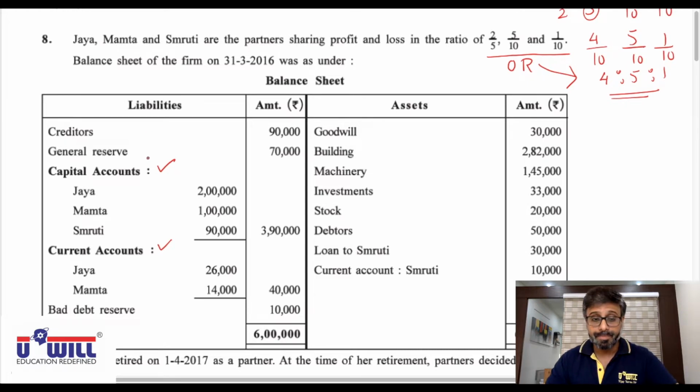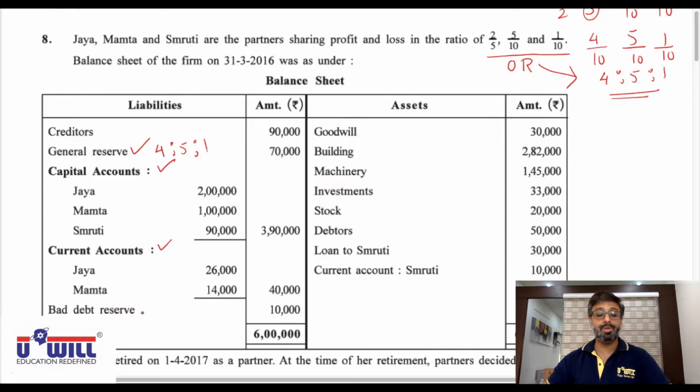So current account of retiring partner will transfer to his capital and capital will transfer to his loan. I repeat, current account of retiring partner we will transfer to his capital and capital we will transfer to his loan. So here we will have to make current account also as well as capital account, and all adjustments we will do in current account only. Okay, so tick on capital and current account. General reserve we will distribute in the ratio of 4 is to 5 is to 1 between all the partners. Then bad debt reserve is not to be distributed.